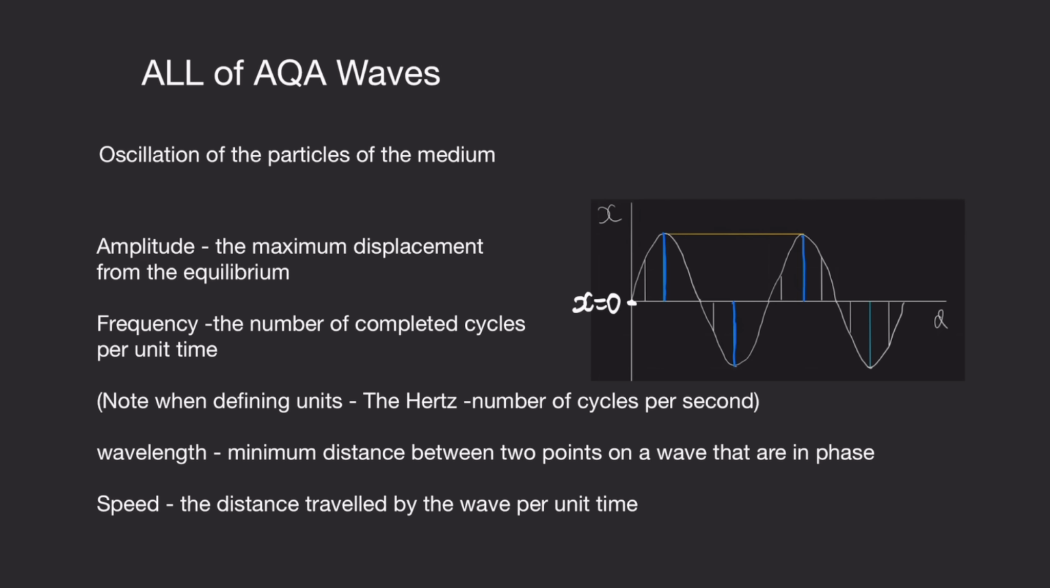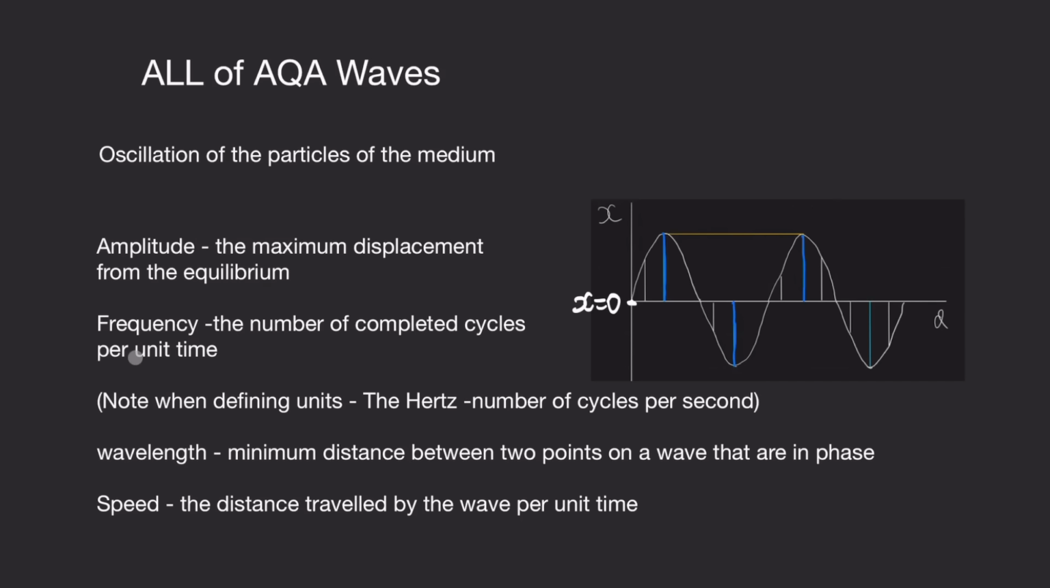Let's start off with the amplitude. This is defined as the maximum displacement from the equilibrium position and is illustrated with these blue lines across here in this displacement against distance sketch that I have across here.